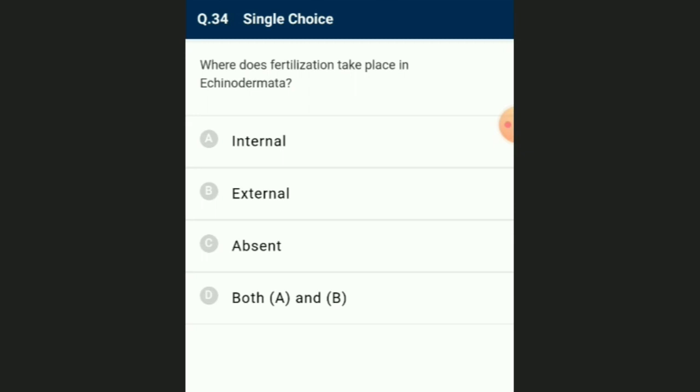They are triploblastic coelomates which have an organ system level of organization and are unsegmented. The adult form is radially symmetrical while the larva is bilaterally symmetrical. Here, the fertilization takes place outside of the body. So the answer is option B, external.